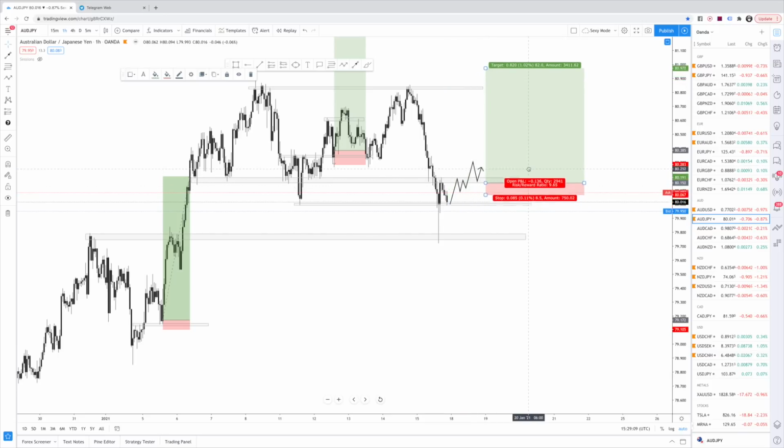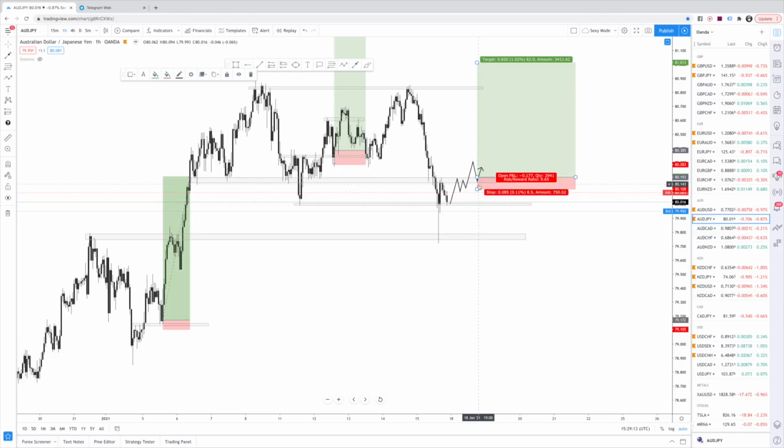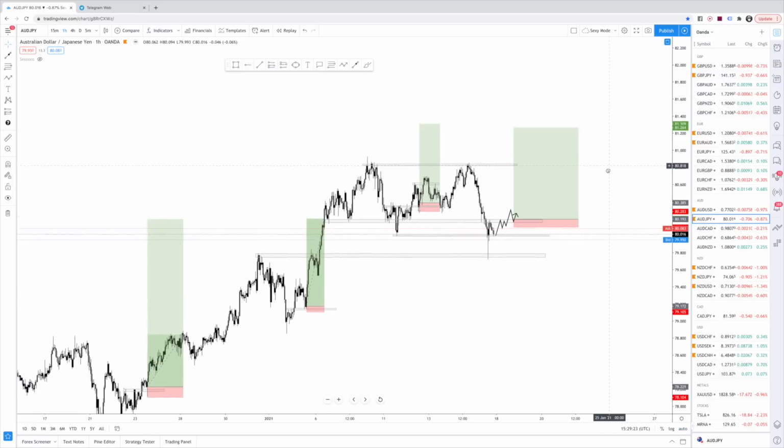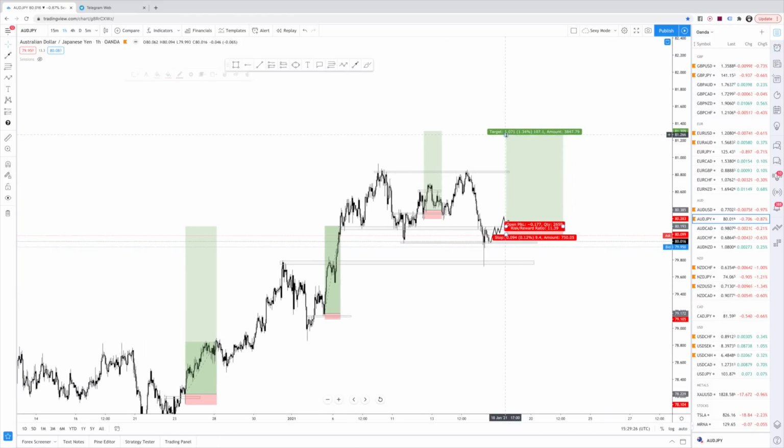But I think a really good situation would be to buy during a break and retest up in here, wait for some rejection, entry with a stop below. First targets would be around here, around a 1 to 6 risk reward, and then final targets would be a little bit higher. Just a higher high. You don't have to do anything specific, just a higher high.